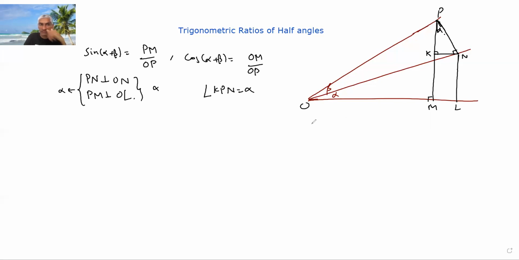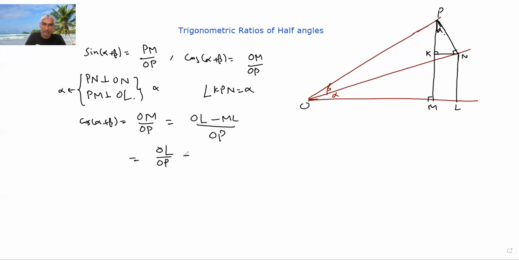Now let us proceed. You see, suppose cos alpha plus beta, this is OM by OP. OM I shall write as OL minus ML by OP. So let us split it. OL by OP minus ML, I can write KN, by OP.